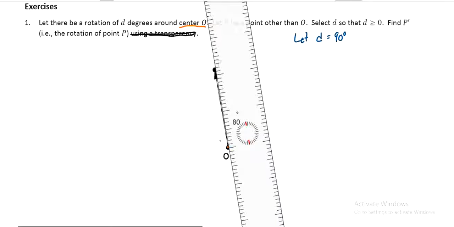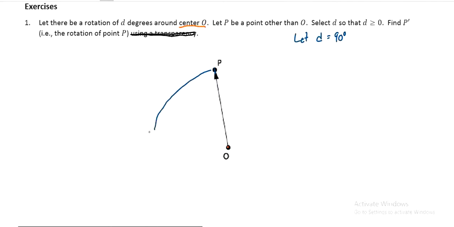Now, I did say that we're going to let d equal 90 degrees. So that's a positive number. When it's a positive number, we rotate counterclockwise, meaning we are going to spin in this direction. Think of how an old school clock goes, the way that the second or the minute or the hour hand ticks around is clockwise. The opposite of that, meaning starting at the top and going down to the left, would be counterclockwise.